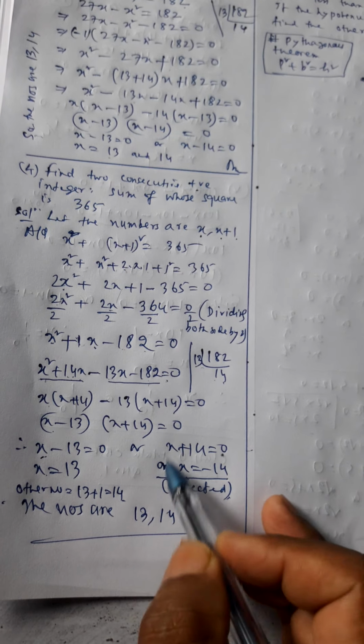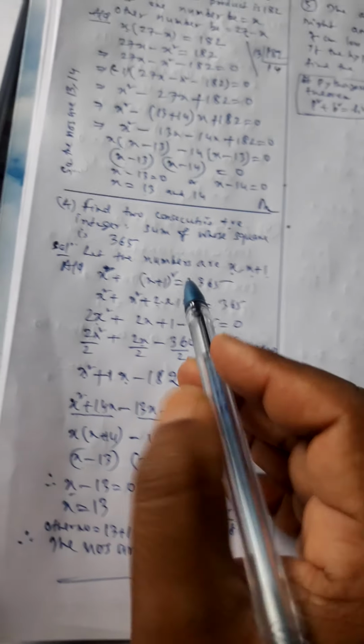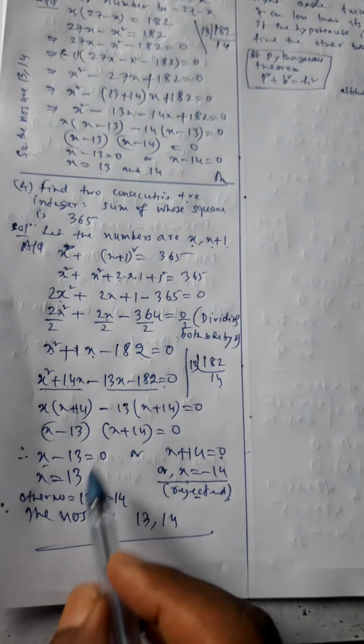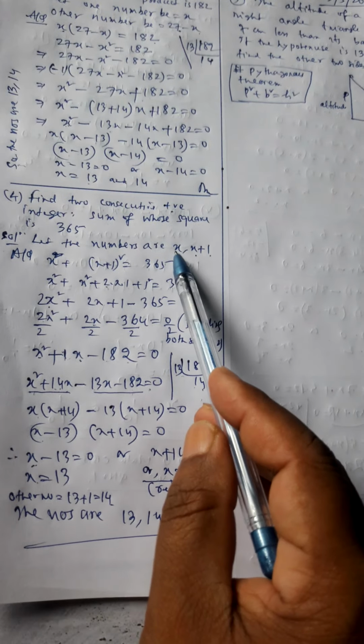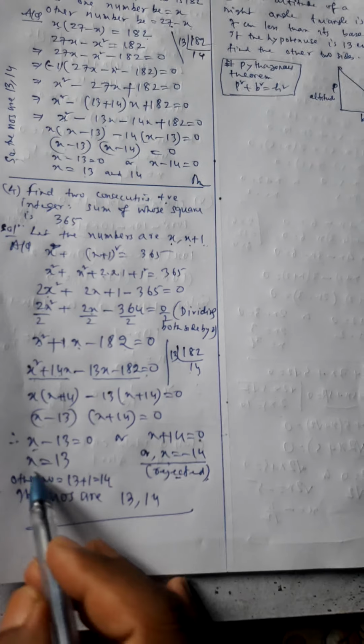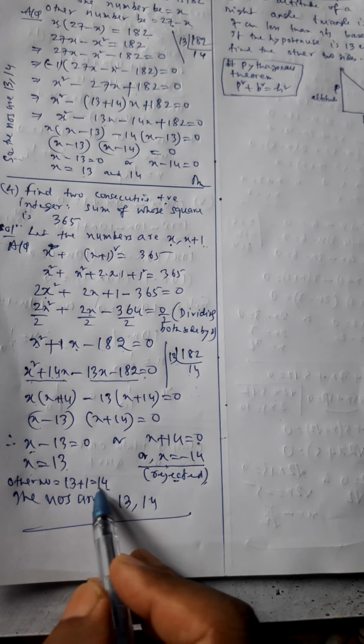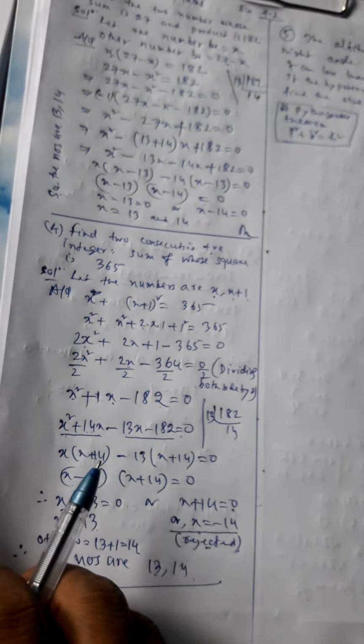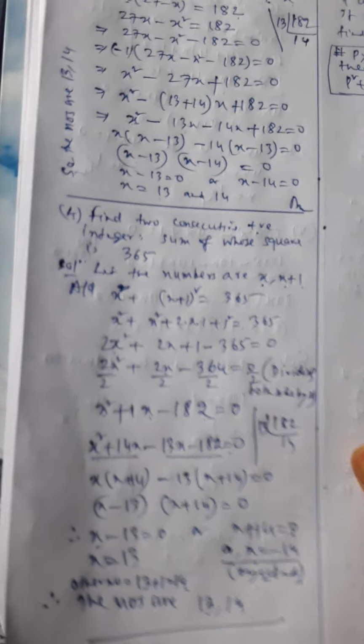This is rejected. Why rejected? Because our question is about positive integers. If one number is x, then the other number is x plus 1. So one number is 13, and the other number is 13 plus 1, which is 14. So the numbers are 13 and 14. Okay, everything is clear.